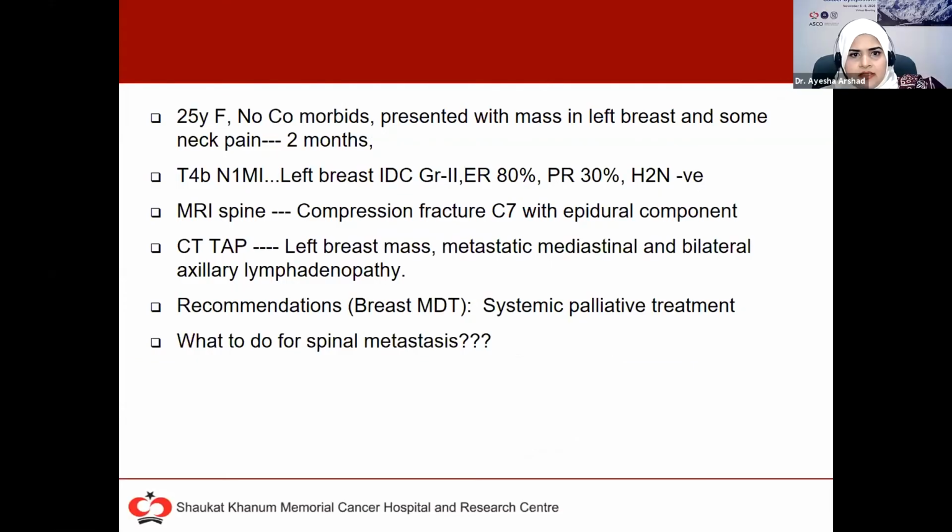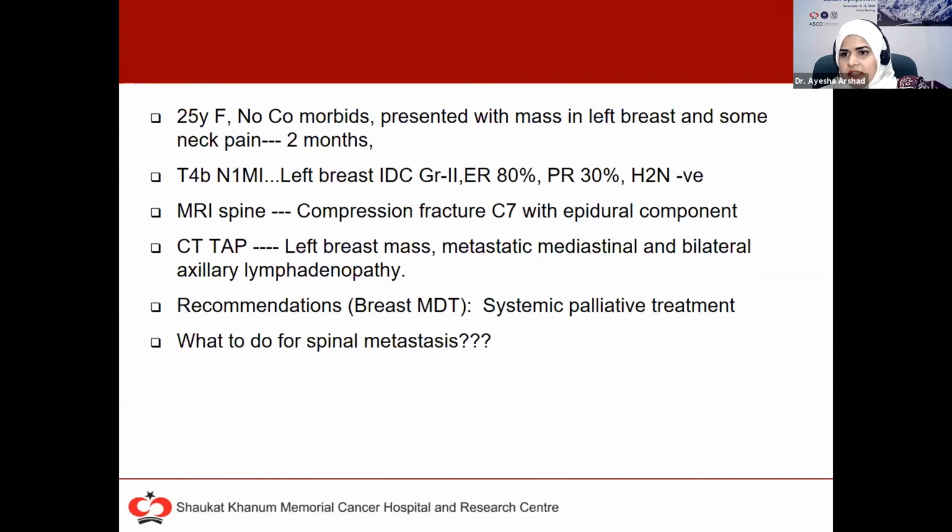So this is another interesting case. A 25 year old lady, no comorbidities, presented with a big mass in the left breast and some neck pain for 2 months. The biopsy of the left breast mass showed that it is a left breast IDC grade 2, ER 80, PR 30, HER2 negative. Because of the neck pain, she got an MRI spine and a CT-TAP for metastatic workup before starting her treatment. Both of them showed a compression fracture of C7 with epidural component. She also had some mediastinal metastatic lymph nodes and bilateral axillary lymphadenopathy.